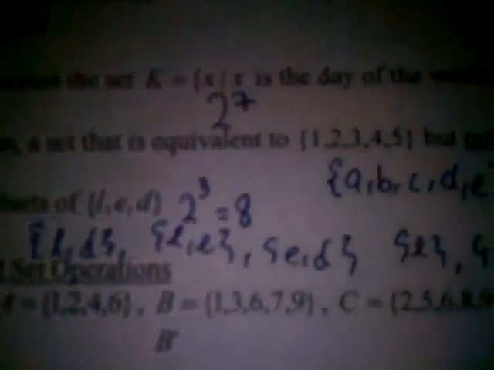And then we're going to do the individual ones. So a set of L, a set of E, and a set of D. And do not forget the empty set. So you should have a total of 8 subsets: LED, LD, LE, ED, L, E, D, and the empty set.